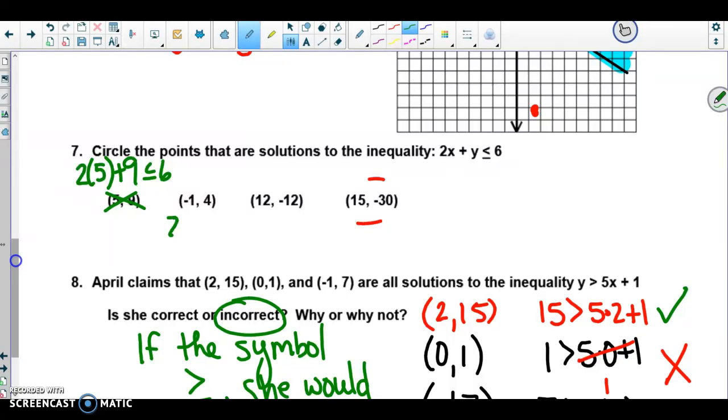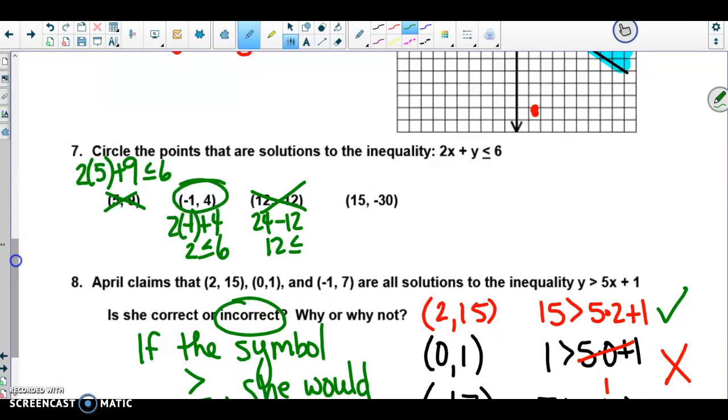-1 times 2 plus 4. So we'd have -2 plus 4, which is going to be 2. Is that less than or equal to 6? Yes, it is. If I plug in 12, I would have 24 minus 12, which is 12. Is that less than or equal to 6? No, that one's not going to work.